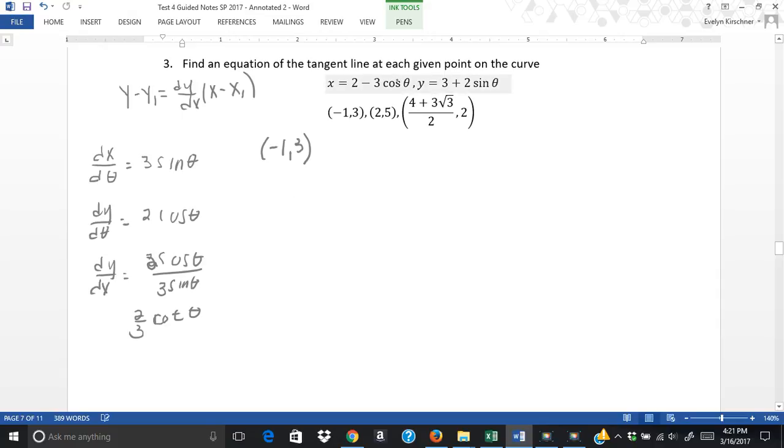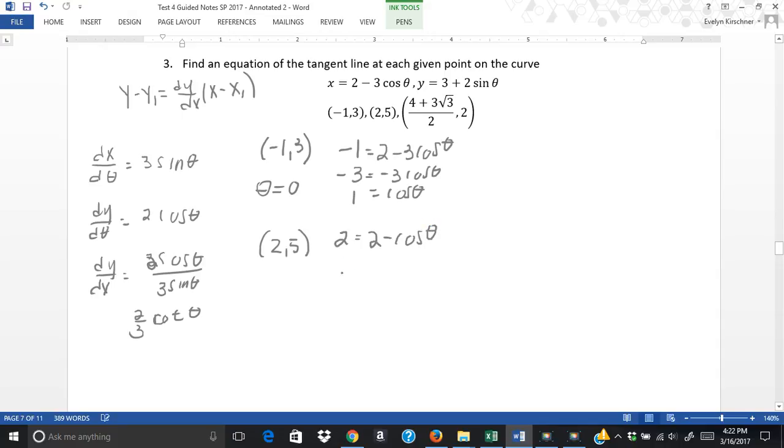if I look at the point -1, 3, and I figure out what my theta is, what I can do is I can say that -1 equals 2 minus 3 cosine theta, which tells me that -3 equals -3 cosine theta, or cosine theta equals 1, which means that theta is 0. And at the point 2, 5, I can say that 2 equals 2 minus cosine theta, and that 0 equals cosine theta, so theta is pi over 2.